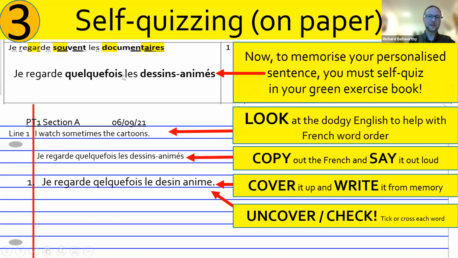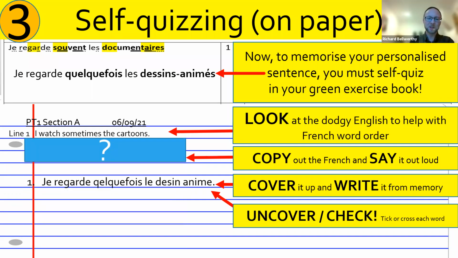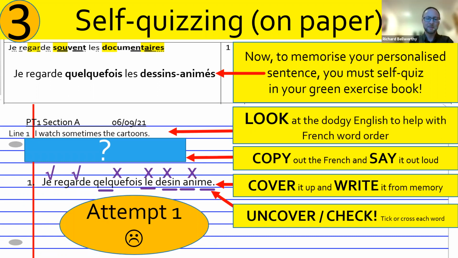We've got the parallel text at the top there, and this is an example of a student's exercise book for homework. They write the English. I watch sometimes the cartoons, dodgy English. They write the French. Je regarde quelquefois les dessins animés. They've had their first attempt. They've covered it up, look, cover, write, check. They got it wrong. They've ticked and marked it.